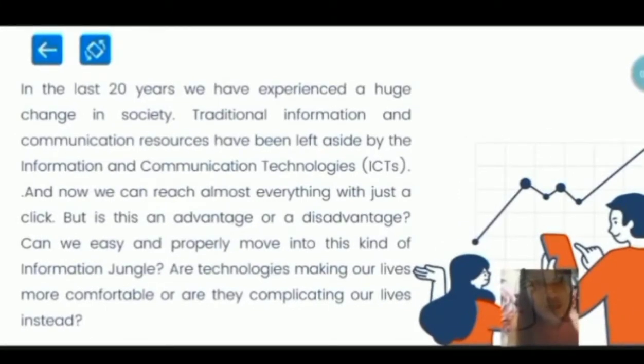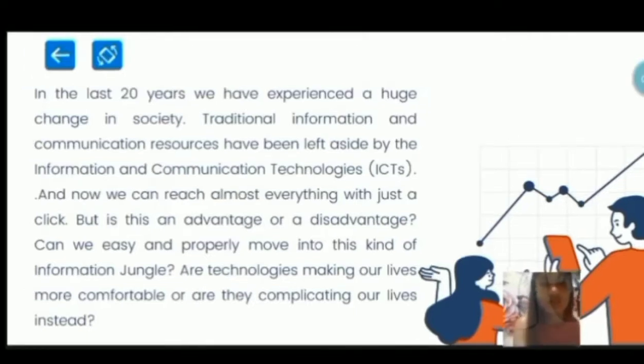In the last 20 years, we have experienced a huge change in society. Traditional information and communication resources have been left aside by the information and communication technologies or ICTs. So, ang traditional communication, it takes more time pa and effort para makadeliver and receive information or communication. Pero, karon nga na natay ginatawag na ICT, mas pinadali na ang tanan. And now, we can reach almost everything with just a click.